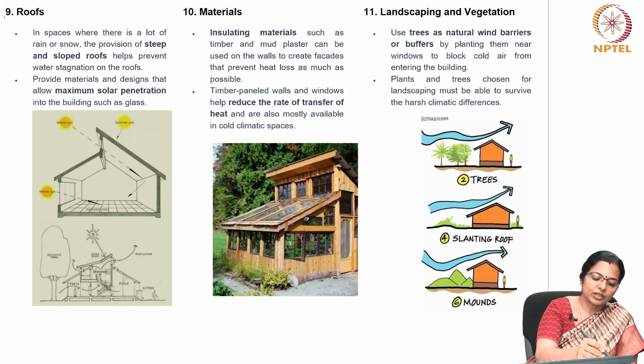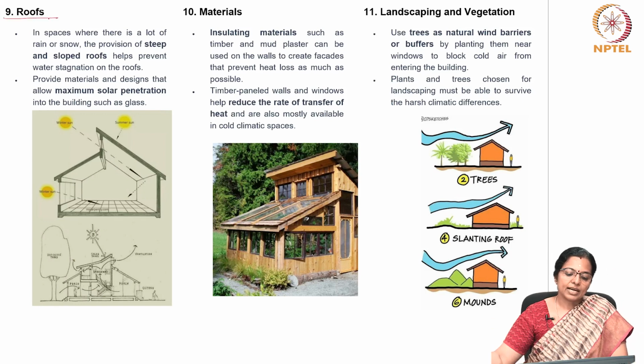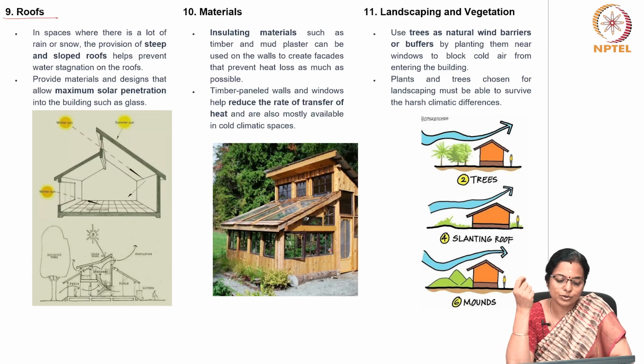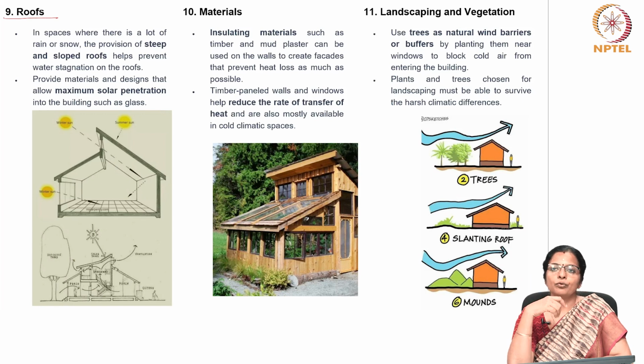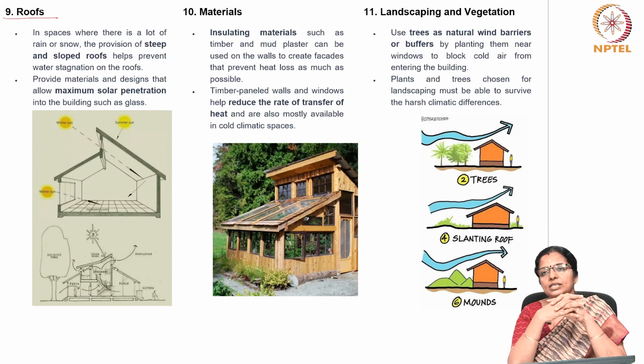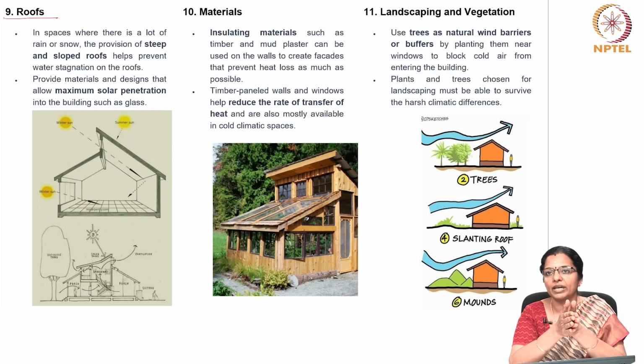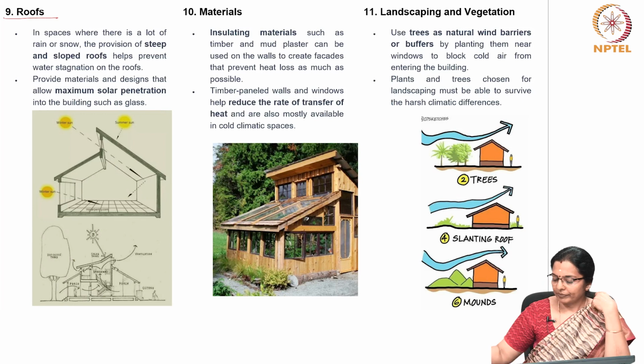Ninth is roofs. In spaces where there is a lot of rain or snow, the provision of a steep and sloped roof will help prevent water stagnation on the roof. So, provide materials and designs that allow maximum solar penetration into the building, such as glass.